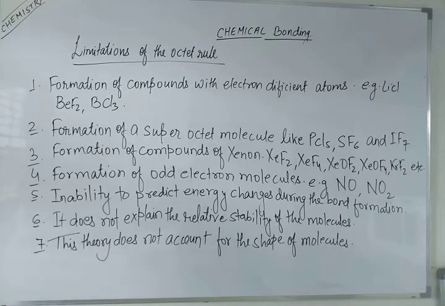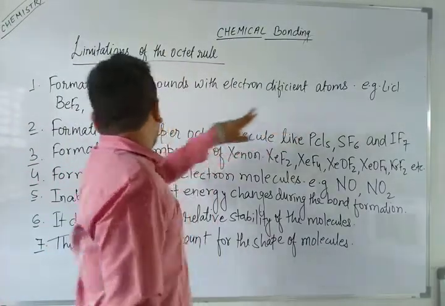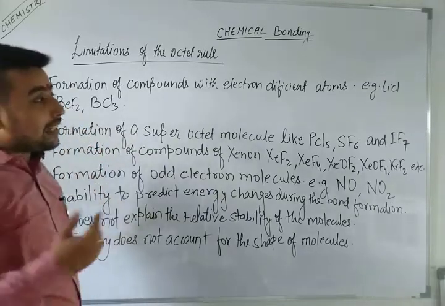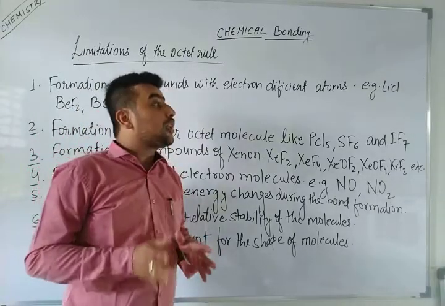Meaning, if they have less than 4 electrons, then why are they forming covalent bonds? Because they have less than 4 electrons in their valence shell, they cannot achieve an octet by mutual sharing of electrons. But some elements of the group do form covalent compounds, like lithium chloride, beryllium difluoride, boron trichloride are the common examples.